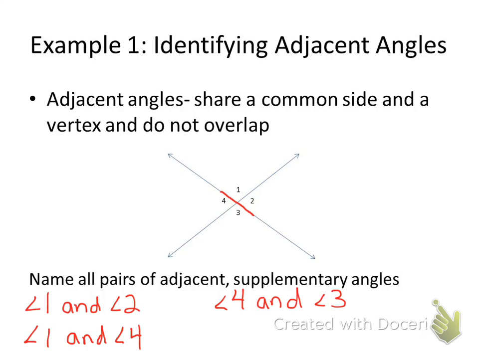You tell me the fourth one. On your papers, write it down. It is going to be angles 2 and 3 because, again, they share the common side and common vertex, and they are supplementary. So adjacent angles are basically next to each other. They're supplementary. They share the common side.